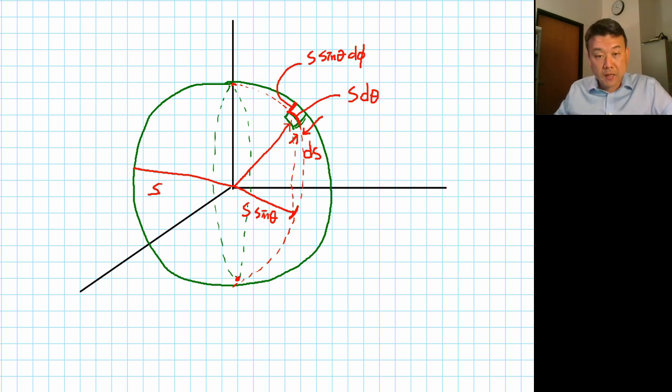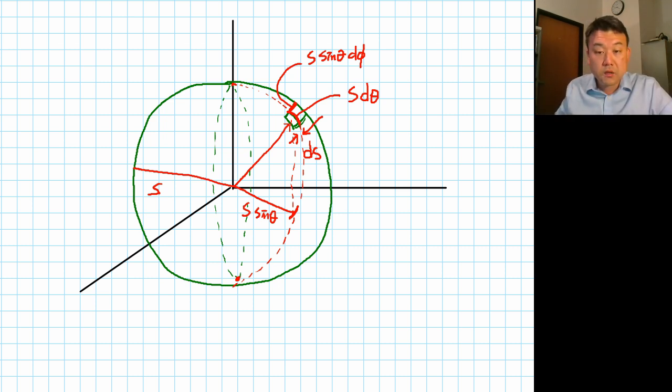So the volume element is essentially the product of these three sides. The idea is that when you're talking about infinitesimal volume, as long as these are all relatively perpendicular to each other, then we don't care that they are all curved. If you take small enough sides, then the fact that it's curved shouldn't matter.